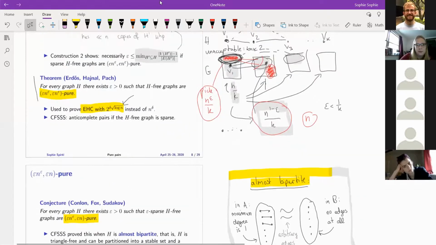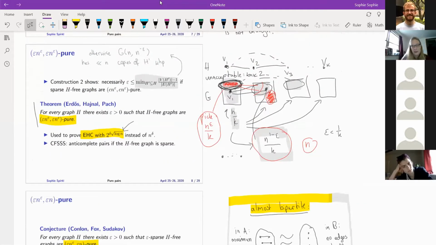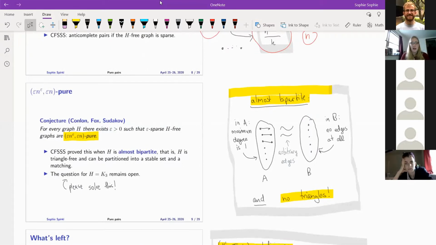So we've seen so far, if we're just excluding a single graph, then we know exactly when we can get two linear sized pure pairs, and we still know the answer if we restrict to sparse graphs. And we know that we can always get a pure pair with both sides of size n to the epsilon. So the natural question is, well, maybe sometimes we can get a compromise between the two. Maybe we can get one side to be linear and the other side can stay small.